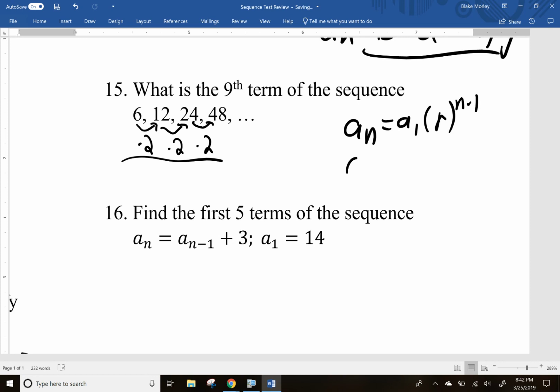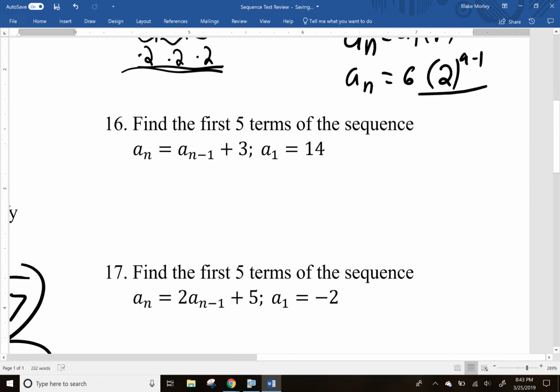And again, let's plug in all these values. So a1 is the first term. The first term is 6. R is what you're multiplying by. So we're multiplying by 2 every time here. So 2. And then n. N is 9 because we're looking for the 9th term. So 9 minus 1 as the exponent, which you can write as 8. 2 to the 8th power, because 9 minus 1 is 8, right? And then that calculates that. Just type that in the calculator exactly like it, and you'll get your 9th term.